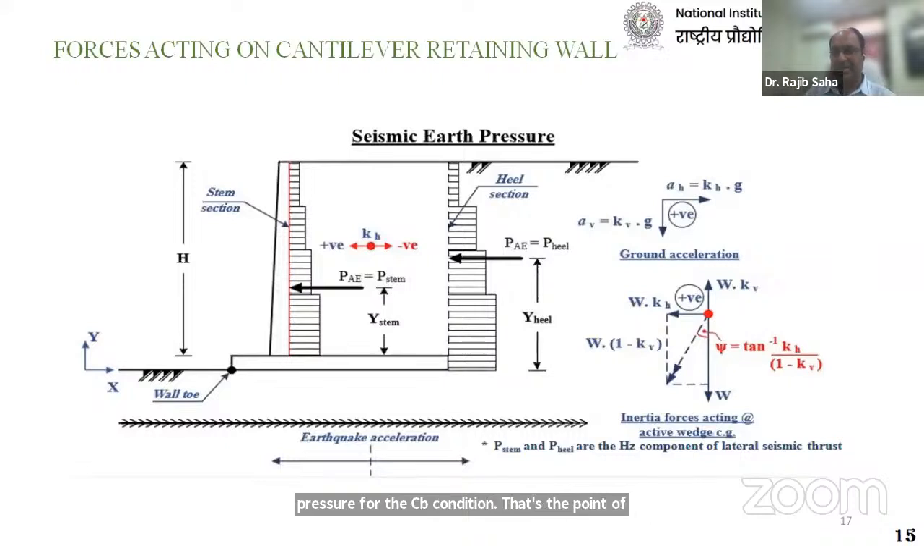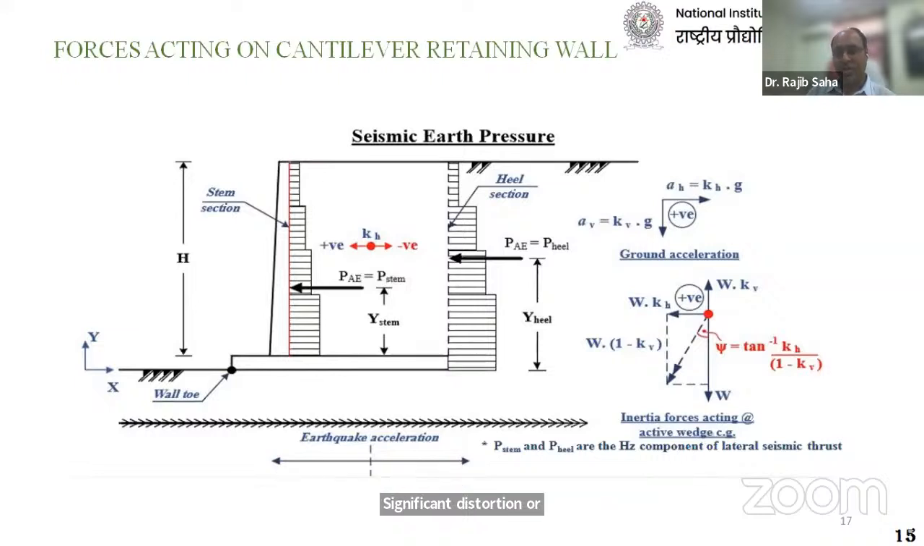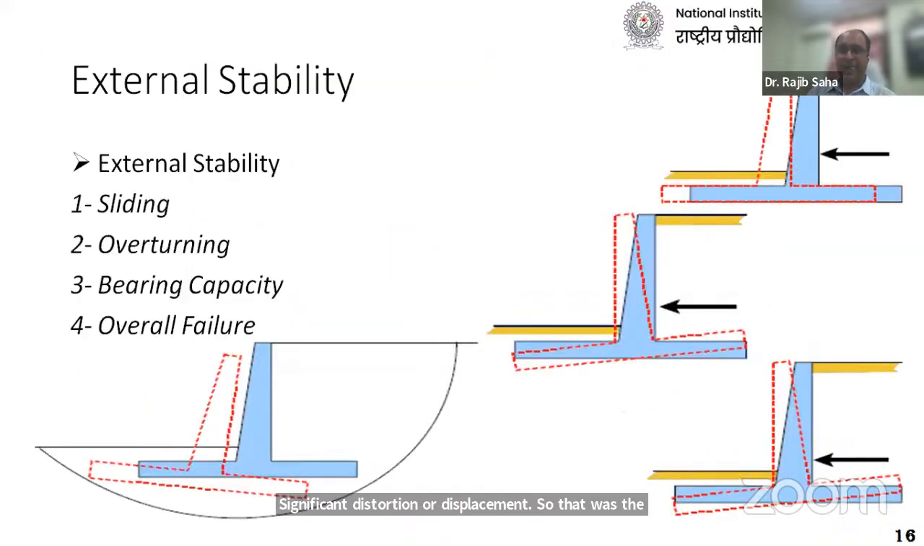But at the same time, the code has not introduced this part now, but in coming days it will be introduced: displacement oriented design. Because in seismic design, presently we are occupied with force-based design, but at the same time we need to have some check of the displacement also, because in seismic failures, it is observed that the retaining wall has failed not by the force, but because of significant distortion or displacement. Hopefully, in coming days, the code will address these things.